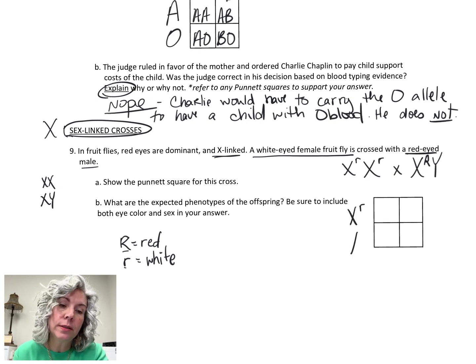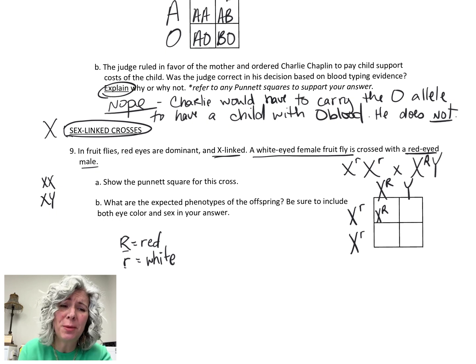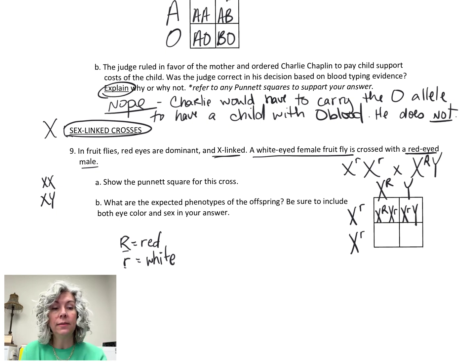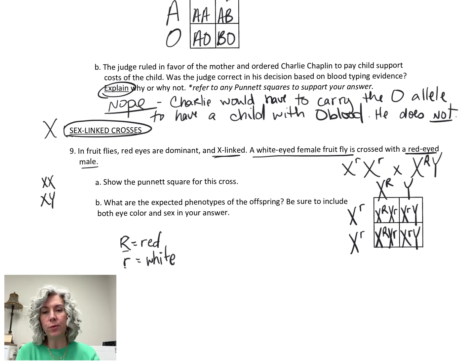X little r, X little r, X capital R, Y. Okay? All right, let's fill in the boxes. I wrote it kind of large, so I'm going to write small now. Okay, I've got X capital R, just because I'm putting dominant first, I'm bringing that big R down. X little r. X lowercase r, Y. X capital R, bringing that big R down first. X little r. And then X little r, Y. There's my Punnett square. So that's letter A.